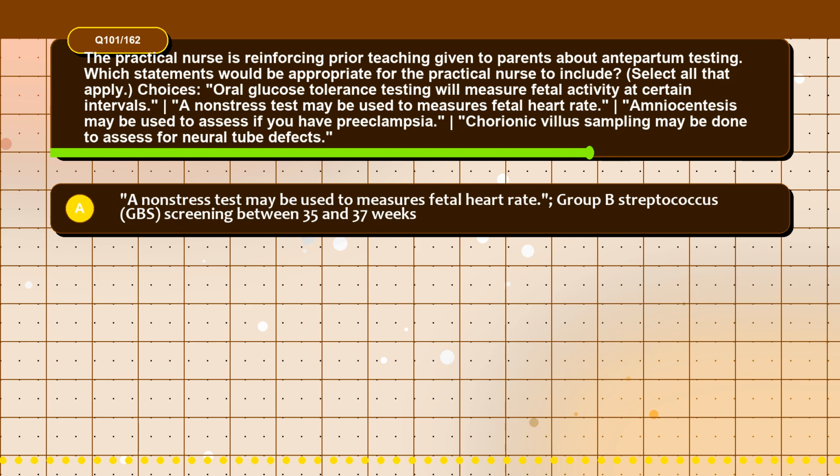Here are the options. Option A. A non-stress test may be used to measure fetal heart rate. Group B Streptococcus, GBS, screening between 35 and 37 weeks.